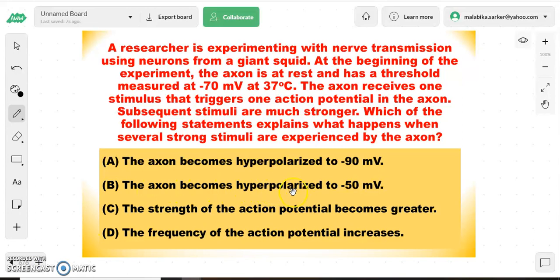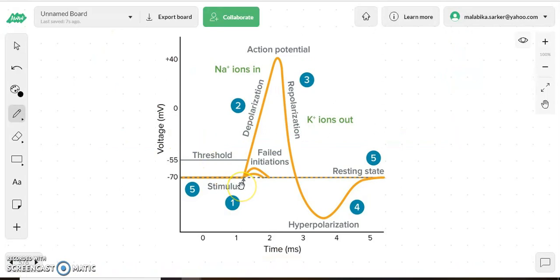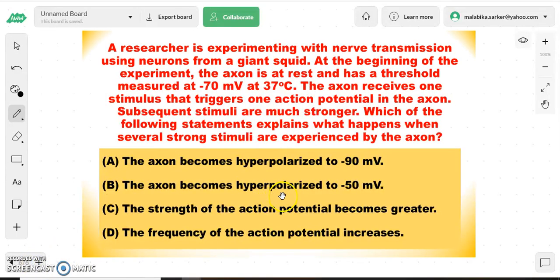Second, the axon becomes hyperpolarized to minus 50 millivolts. Let's see. So we discarded that it is not hyperpolarizing, it is always the depolarization that happens after the stimulus is given to initiate the action potential. And what about minus 50? If it is a hyperpolarization, it will always be below or more negative than the resting potential. So in the second statement, both are wrong. It is not hyperpolarized because it is depolarized, and hyperpolarization means it is always below or more negative than the resting potential. It cannot be minus 50 millivolts. So we discard this answer choice.